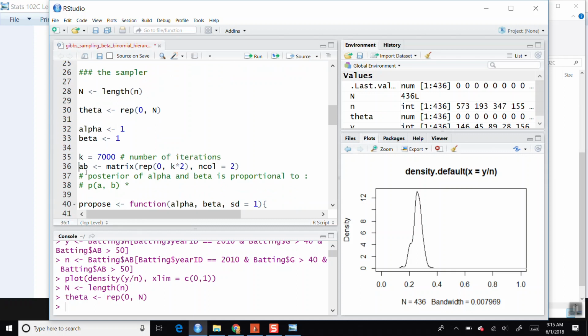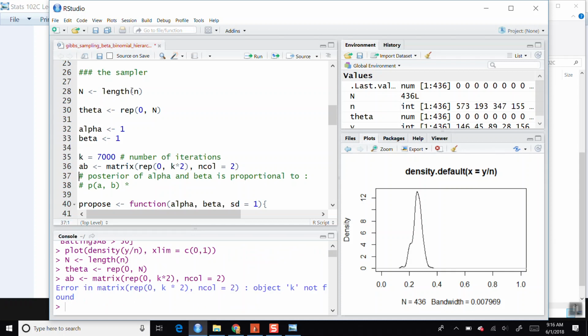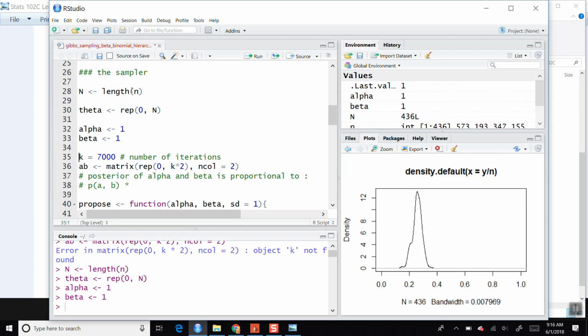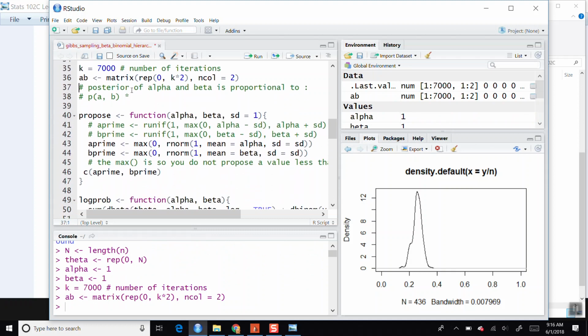And so we'll keep track of our theta values, and I'm not keeping track of the history of the theta values, but I do want to keep track of the history of my alpha and beta estimates. And so I'm going to have a 7,000 by 2 matrix, and I'm going to just fill it up with zeros in the beginning.